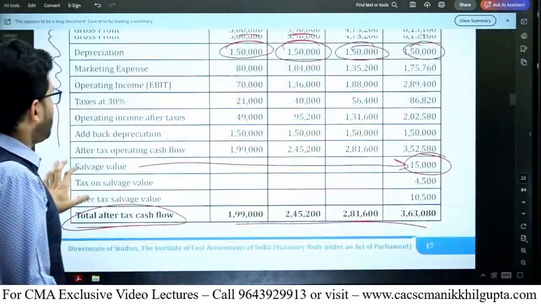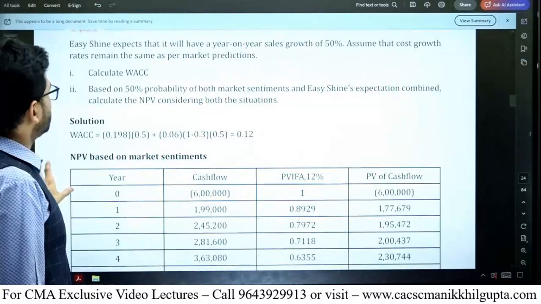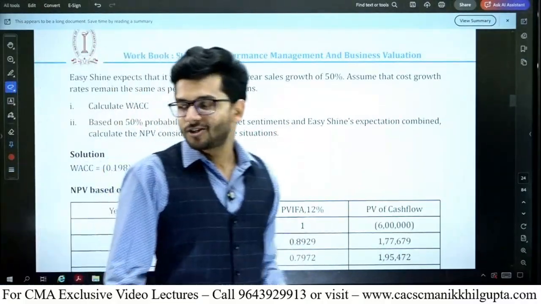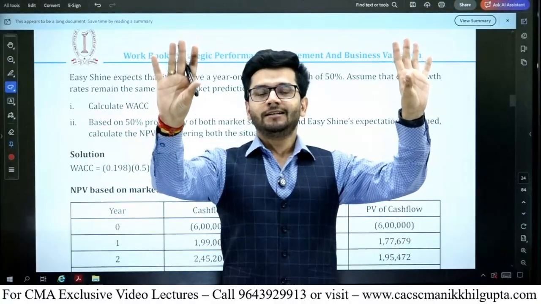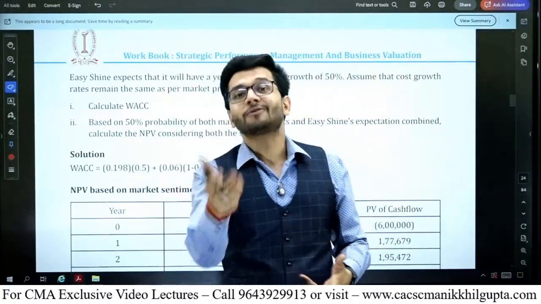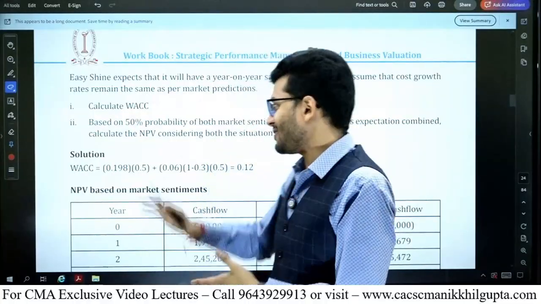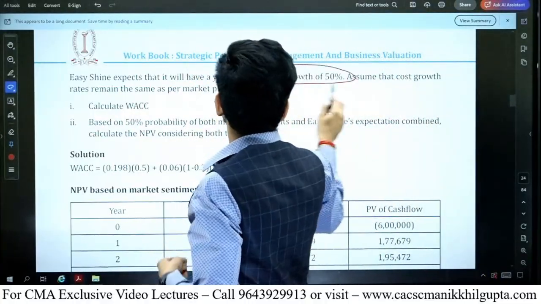Okay. Tax on salvage value is also given, after tax salvage value, and total after tax cash flow is also given to you. So imagine, even the cash flows are given to you after calculation in the question itself. Imagine such a beautiful scenario. Cash flows are given to you. The cash flow of each of the year is given to you, which according to me should be calculated by you. But the question gives it. Alright, the ask from us is the sales growth is given.